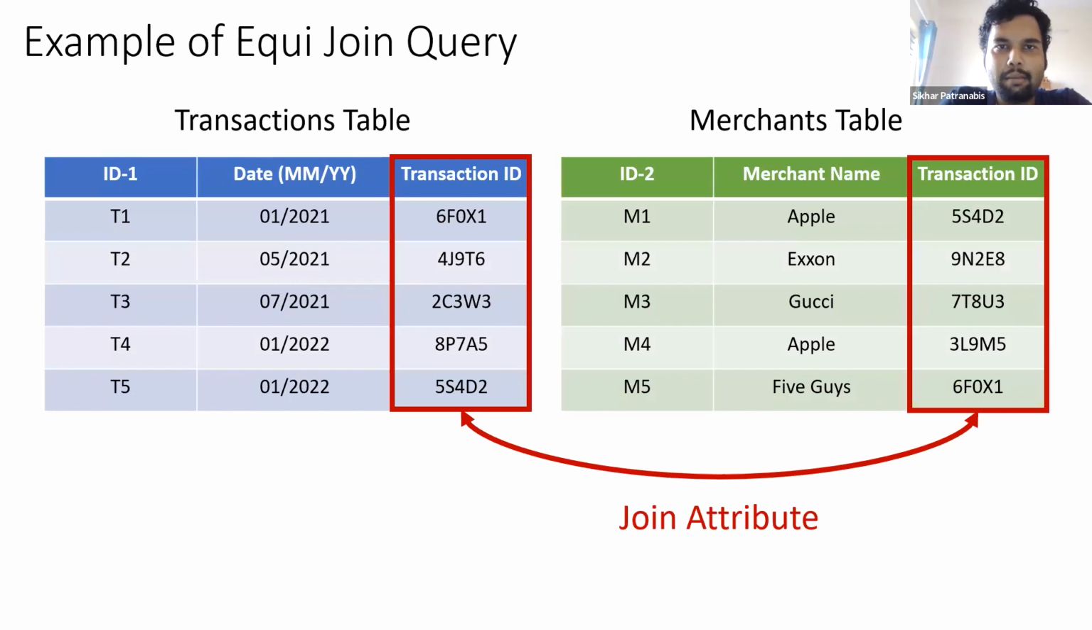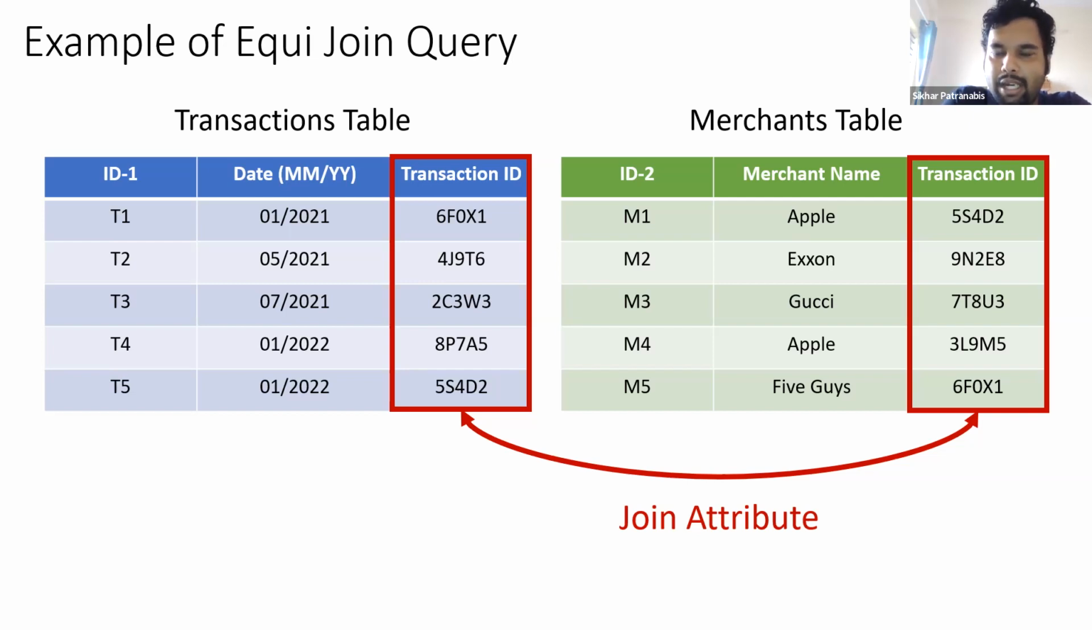So here's an example of equijoin queries over tables. Let's suppose that this is a toy example, so I'll just present two very simple tables here. Let's say we have a transactions table and a merchants table, where each table has 3 columns or attributes and 5 rows or 5 records each. And these two tables have a single column in common, which is called a join attribute. So in this case, the join attribute is the transaction ID.